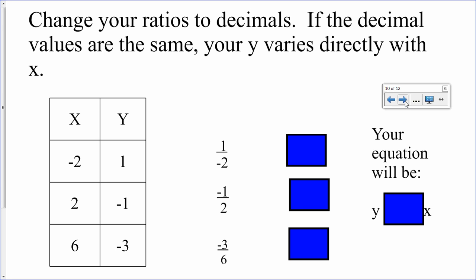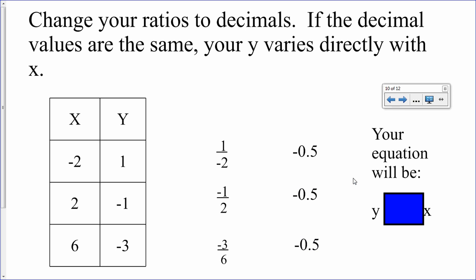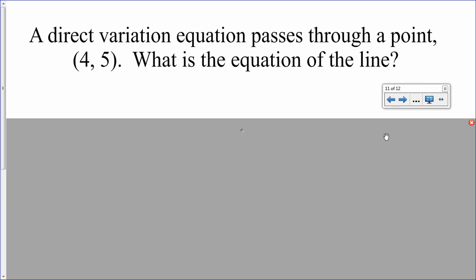Your next step is going to be to change all your ratios to decimals. If the decimal values are the same, then y varies directly with x. So negative 1/2 turns into negative 5/10. We have another negative 5/10, and yet another negative 5/10. So y in this case does vary directly with x. You can use this ratio to substitute in for your k value. And this would be your equation. Y equals negative 5/10 times x.